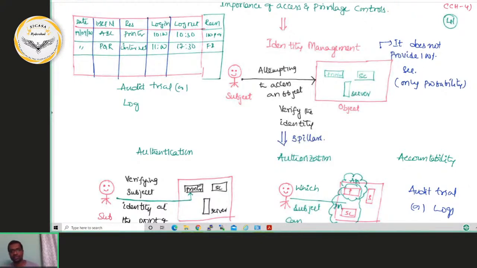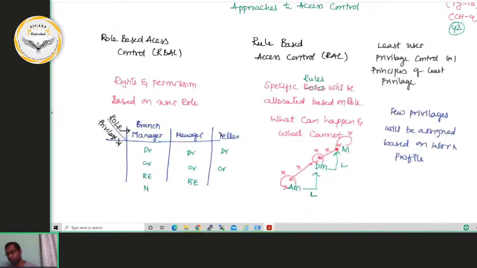Okay, so this is about access controls. How do we implement access control using identity management? Identity management, how many pillars do we have? Three pillars: authentication, authorization and accountability. Next, we have approaches to access controls. So how many approaches do we have? Basically, we have three approaches.